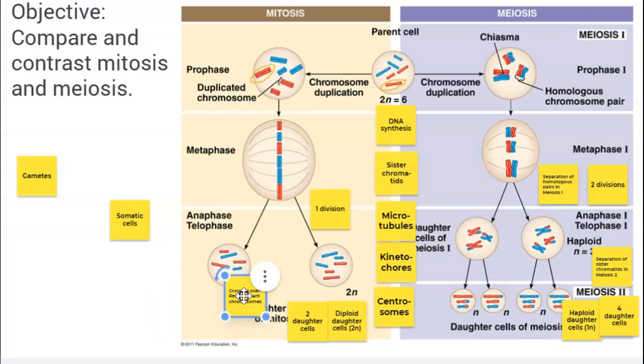And because only the sister chromatids line up in mitosis, right? That doesn't happen in mitosis. It only happens in meiosis.